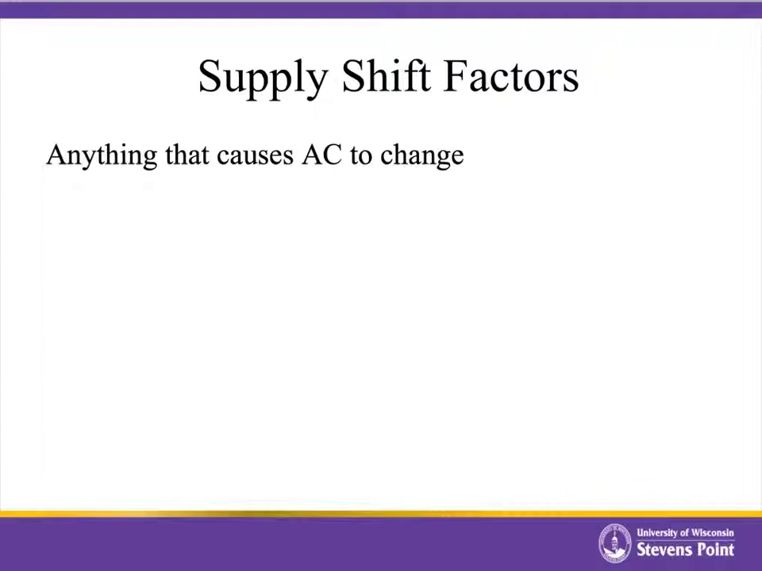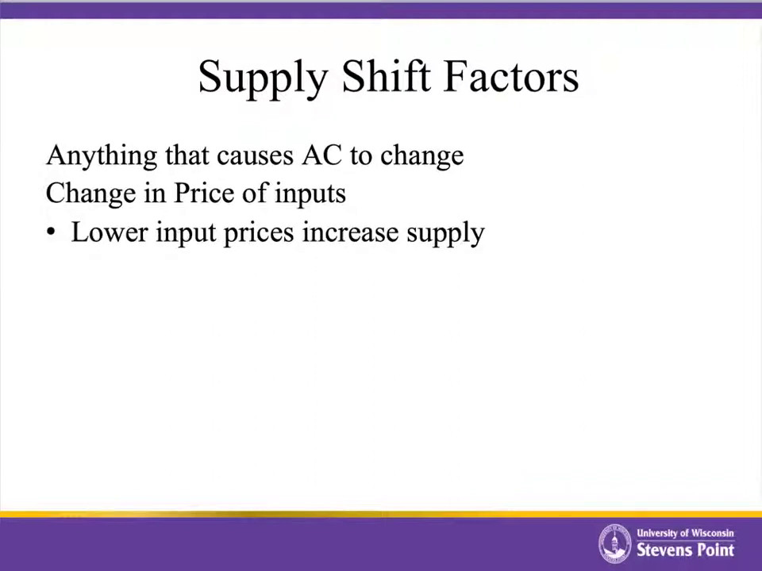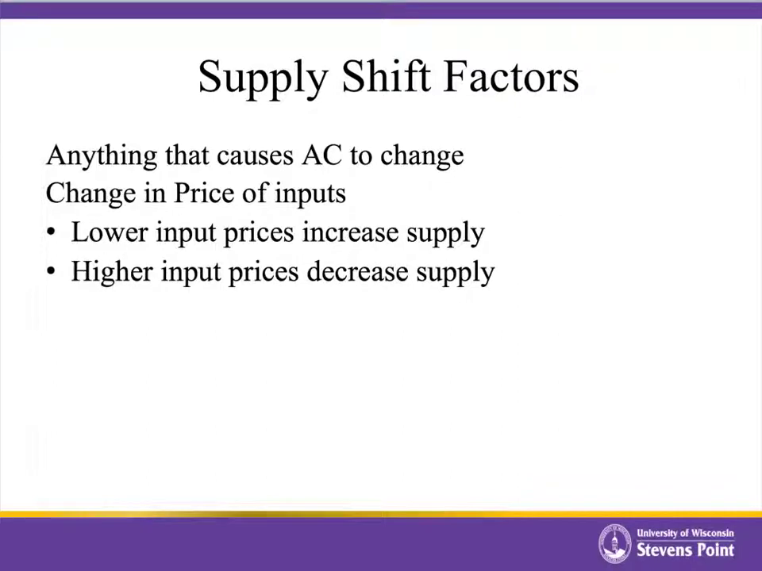Supply shift factors are basically anything that causes the cost per unit, or the average cost, to change. For example, if we have a change in the price of the inputs, if our input prices go down, we have lower cost per unit and higher profits per unit, and so we would have an increase in supply or a shift to the right. If we have higher input prices, then our profits per unit are going to get smaller, and firms respond by offering less quantity supplied for sale at any price, so we have a decrease in supply.